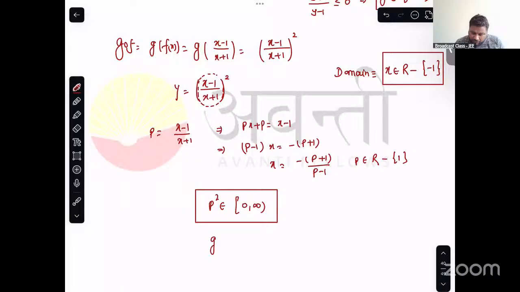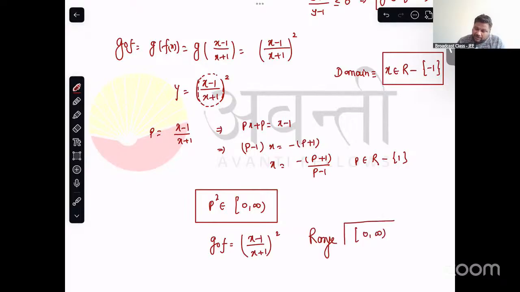So GOF, that is x minus 1 upon x plus 1 whole square, its range will be inclusive of 0 to infinity. Now you must be thinking, 1 is not part of the range of P, so how can it be a part of the range of P square? But if you realize, minus 1 is part of the range of P. And when I square that, it will be minus 1 square, that is 1. So 1 will also be a part of the range.